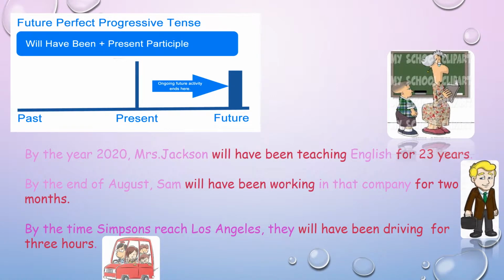The third future form is the future perfect continuous tense. This tense is used to show the duration of an action up to a certain point of time in the future. The action may continue further.